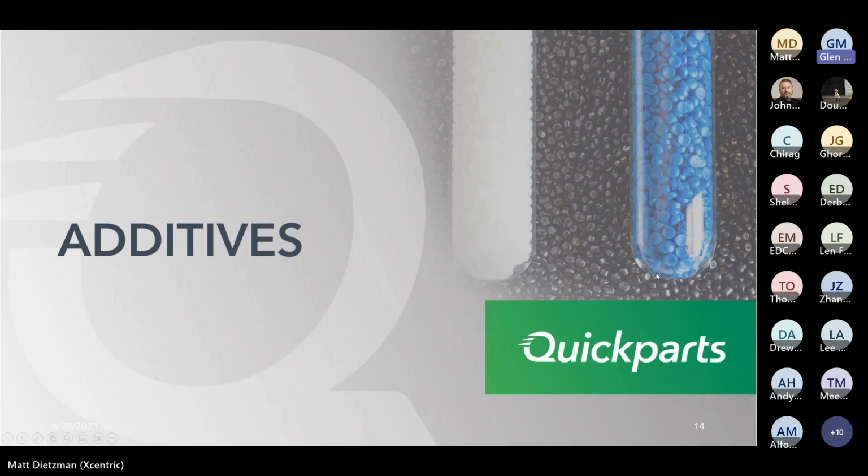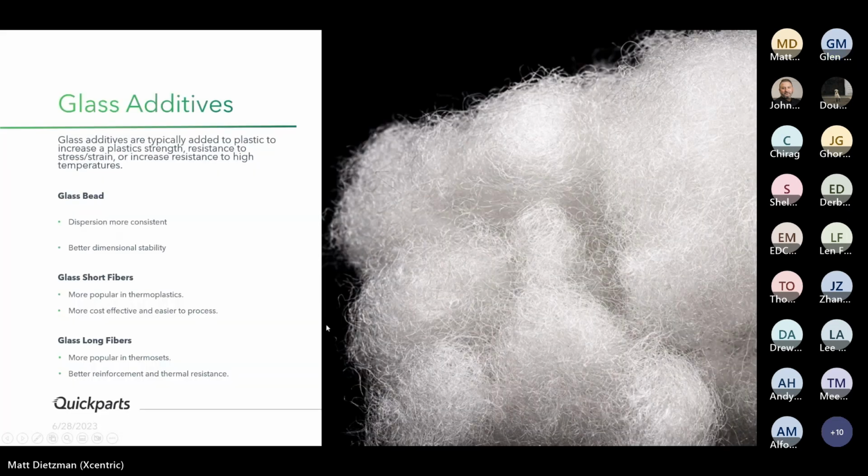And next up on our list is additives. Glass additives. So several kinds of materials. You can add glass fibers to the material. They increase the strength, resistance to stresses, and can increase resistance to some high temperatures.